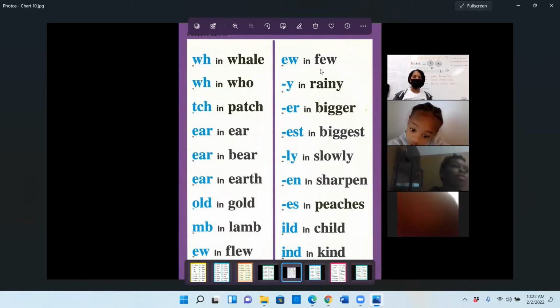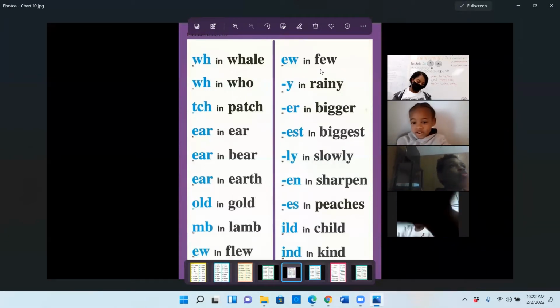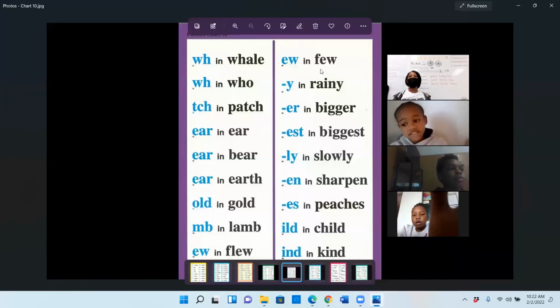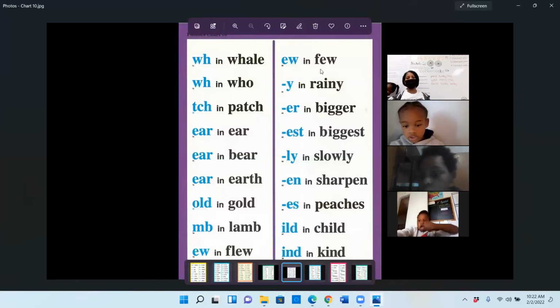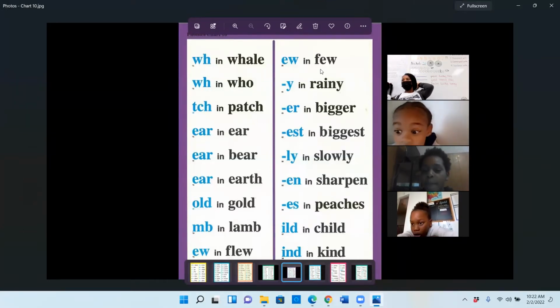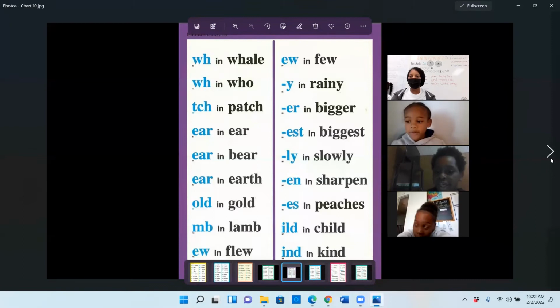Y says e, and rainy. ER says er, and bigger. EST says est, and biggest. LY says lee, and slowly. EN says en, and sharpen. ES says s, and should. ILD says ild, and child. IND says what? Okay, let's look at chart 11.